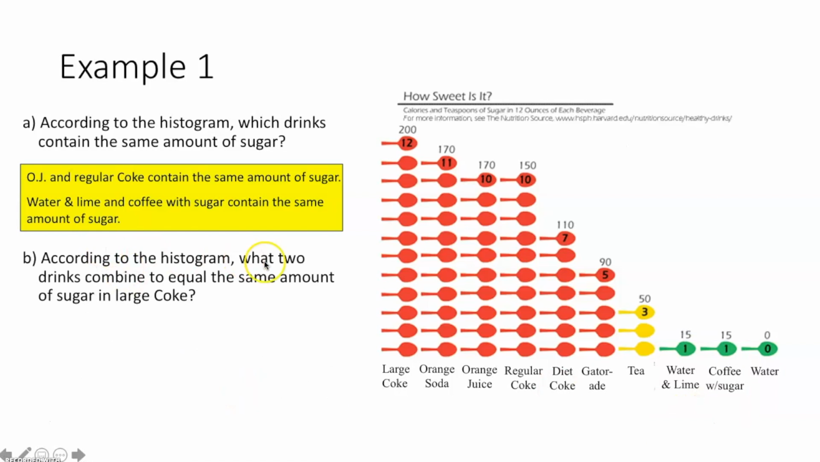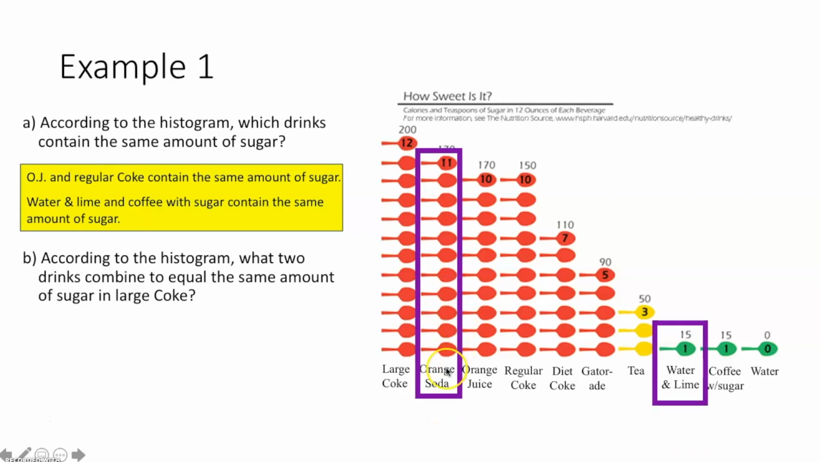Next, according to the histogram, what two drinks combine to equal the same amount of sugar in large Coke? Large Coke, that has 12 spoons of sugar. What things can add up to 12? Well, there's a couple different ways you could add up to 12. We can take the orange soda and add it to the water and lime, right? 11 plus 1 gives you 12. Sweet.